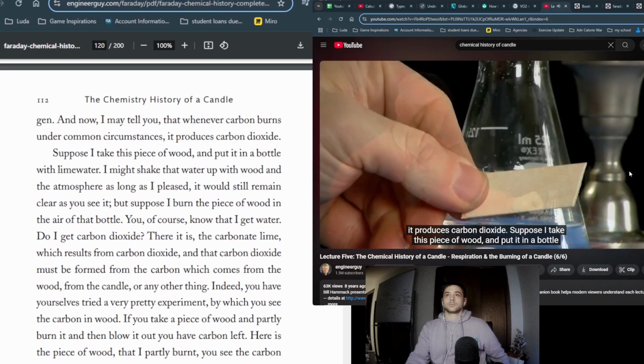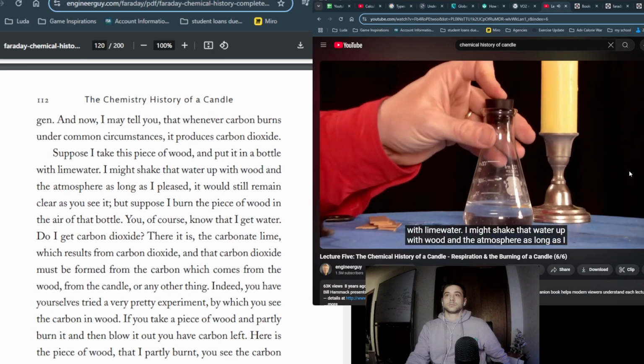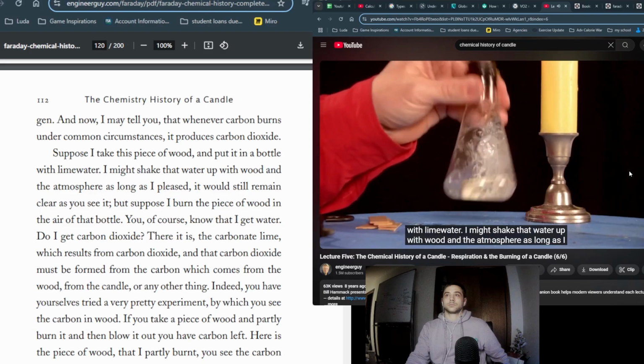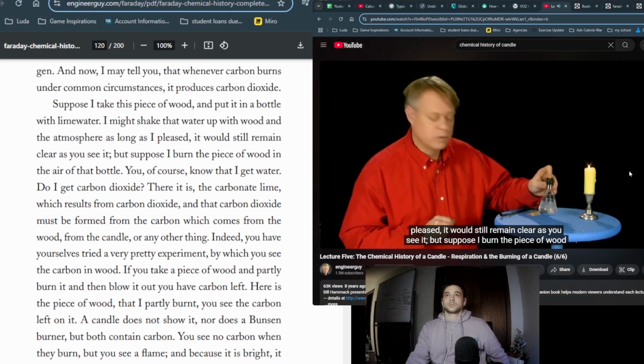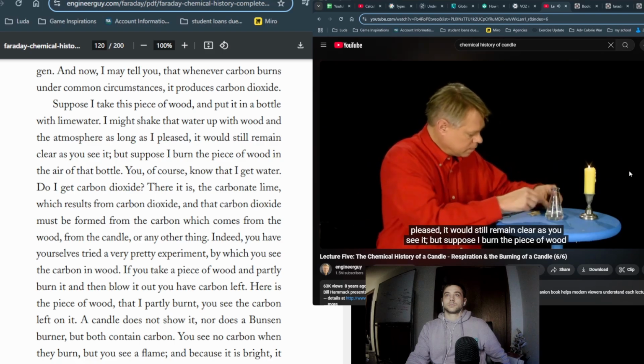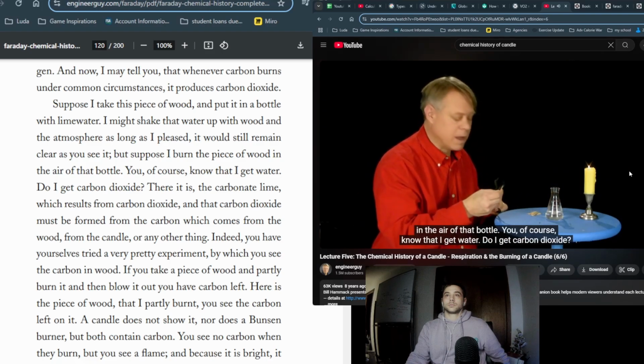Suppose I take this piece of wood and put it in a bottle with lime water. I might shake that water up with wood and the atmosphere as long as I pleased. It would still remain clear as you see it. But suppose I burn the piece of wood in the air of that bottle.